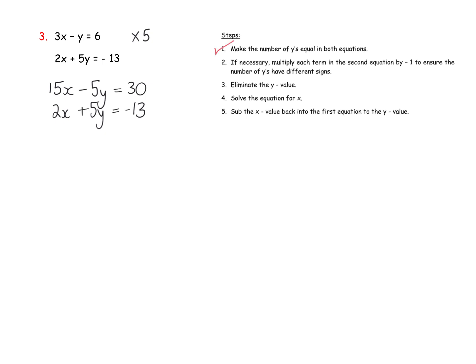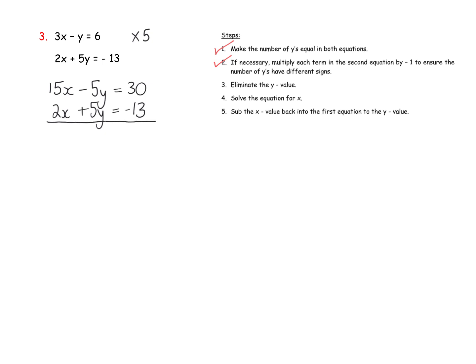Step 2, we need to check the signs in y, and the sign in front of y needs to be different. And if you look here in the top equation, we have minus 5y, and in the bottom equation we have plus 5y, so the signs are different. Step 2 is done. Then we can head on to step 3.